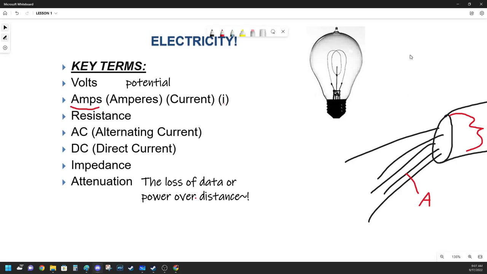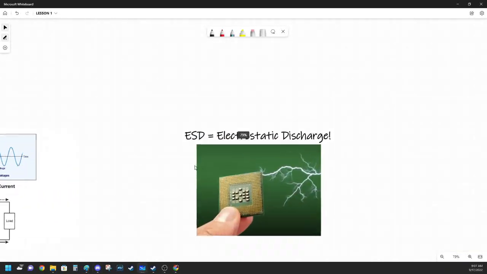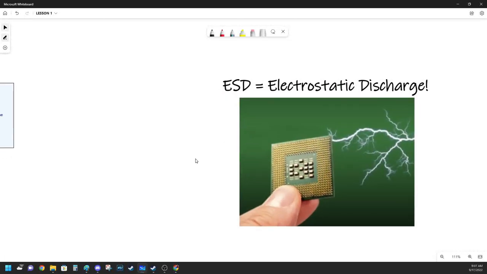All right, one power term that we cannot forget. And these are questions in the exam, and they're super easy. ESD, or electrostatic discharge. So, amps are dangerous to humans, right? Volts are dangerous to computers. And I don't think a lot of people understand that even if you rub your feet on carpet and static shock somebody, that carries a truckload of voltage, right?